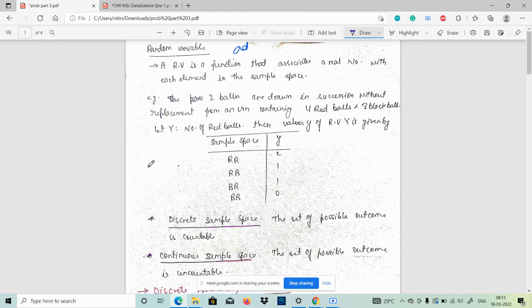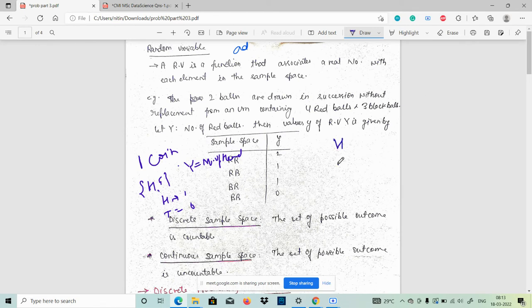Let's say you are tossing a coin, and the outcomes are head and tail, and you are trying to define a random variable which is the number of heads. In that particular case, H corresponds to 1 and T corresponds to 0, because each outcome is associated with a real number, and that mapping tells us that H means there is one head, and T means there is no head.